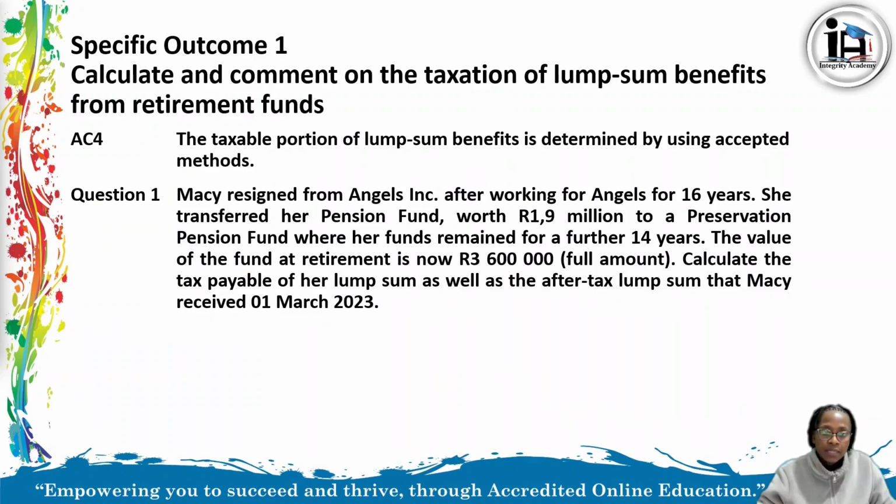Question 1. Mercy resigned from Angels Incorporation. After working for Angels for 16 years, she transferred her pension fund worth 1.9 million to a preservation pension fund, where her funds remained for a further 14 years. The value of the fund at retirement is now 3,600,000 full amount. Calculate the tax payable on her lump sum, as well as the after tax lump sum that Mercy received on 1st March 2023.